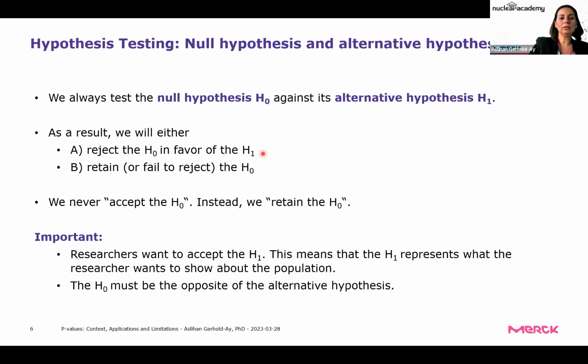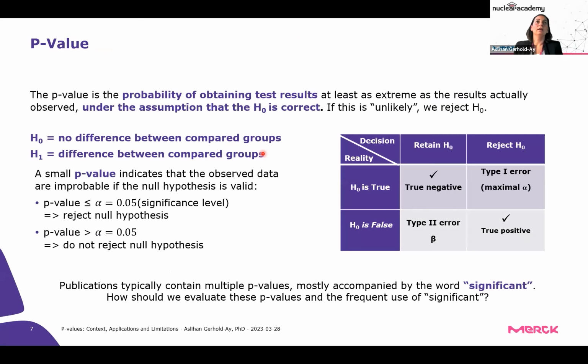To show it in a little more detail, a null hypothesis can be, for example, that we have no difference between compared groups, or that we have a difference between the compared groups. This is very important because these hypotheses are needed for the test, because with the p-value, we have a certain cutoff, the so-called 0.05 significance level. And we look at whether our p-value is below or above this 0.05.